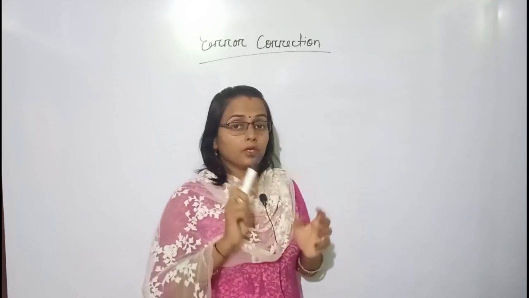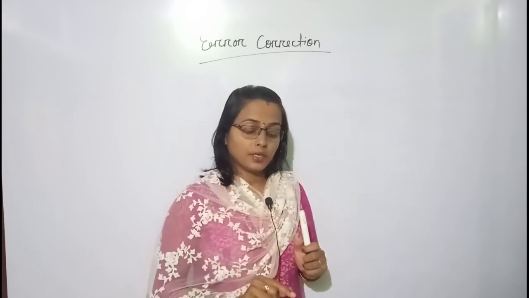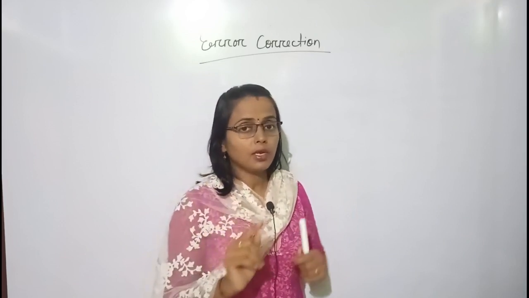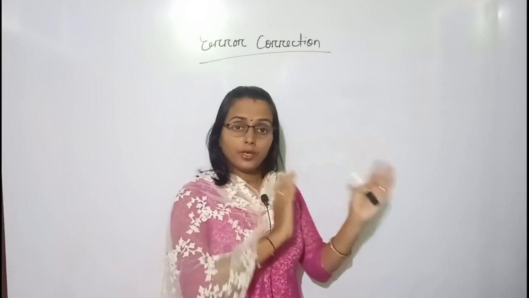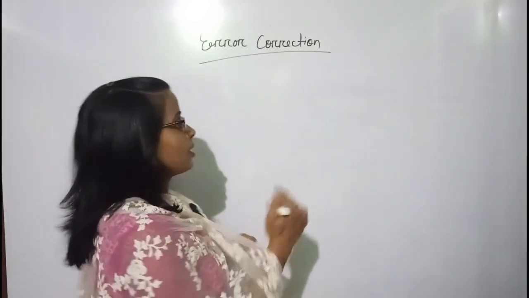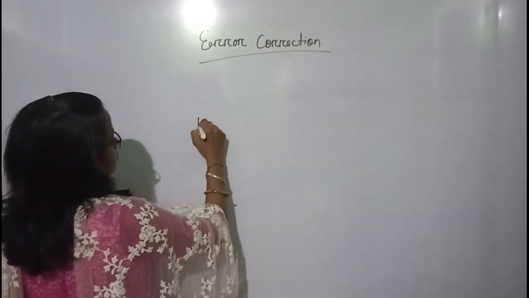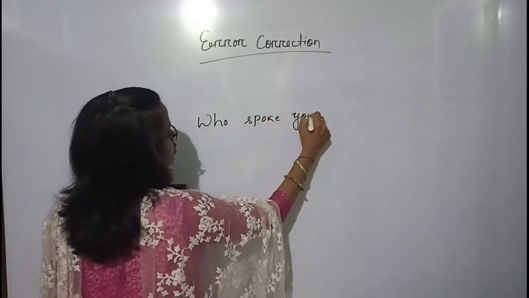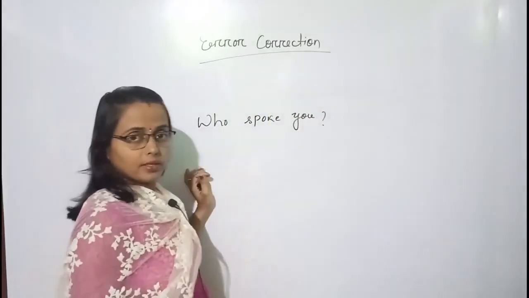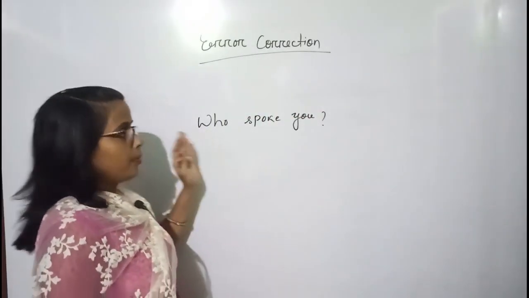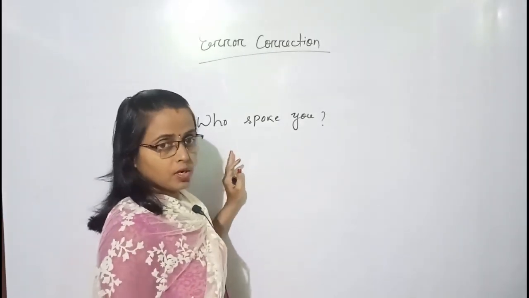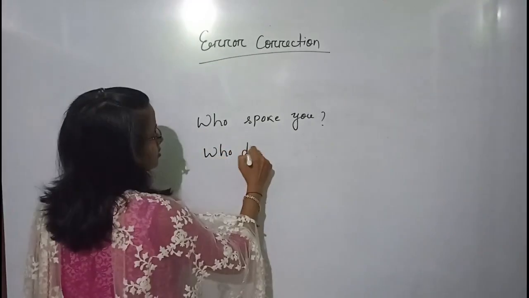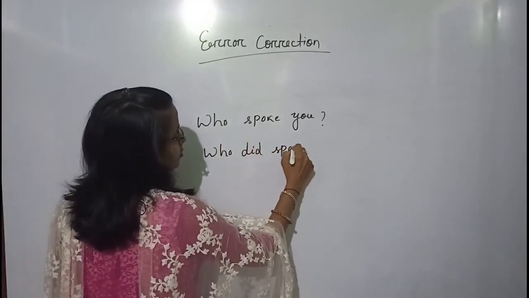And another thing, see what is there at the end of the sentence. Either a full stop is given or a question mark is given. If a question mark is given, you have to convert that sentence into an interrogative sentence. Okay. Normally what are you doing? Who spoke you? Sometimes we are writing like this. But according to the rule, whenever we are writing one WH word, there must be one auxiliary verb. And the answer is, who did speak you?